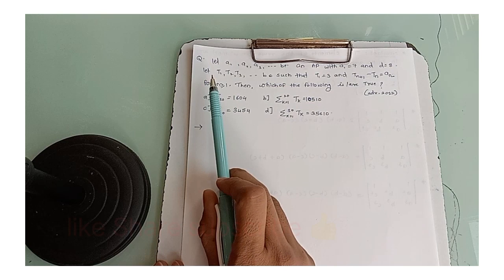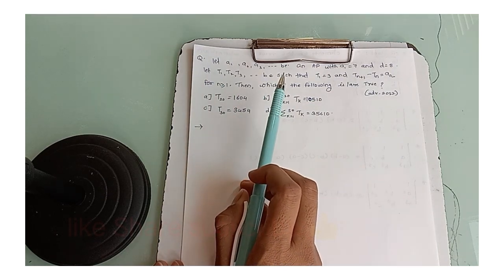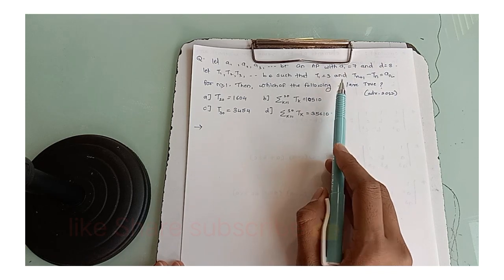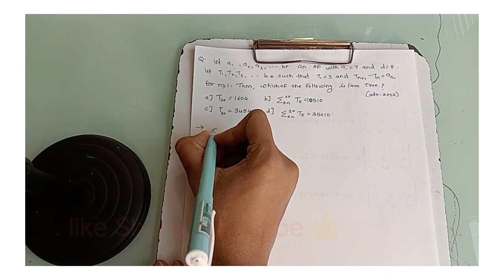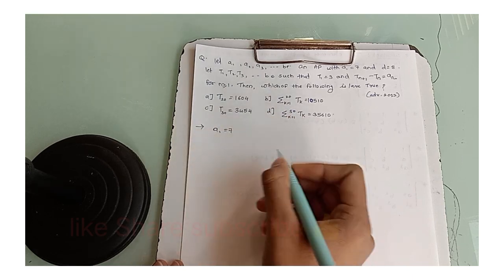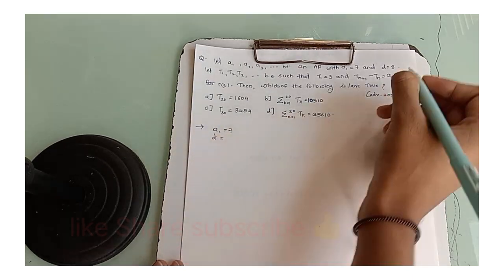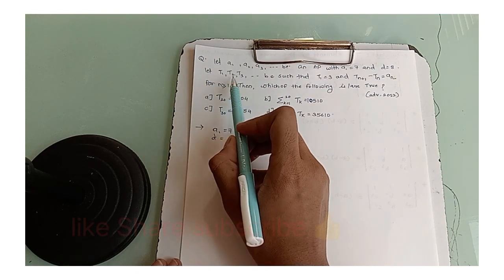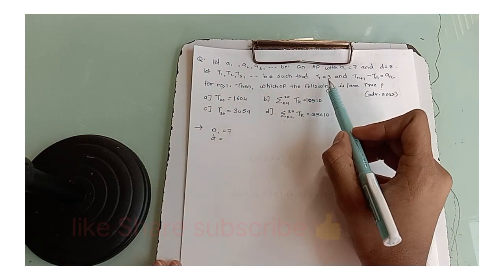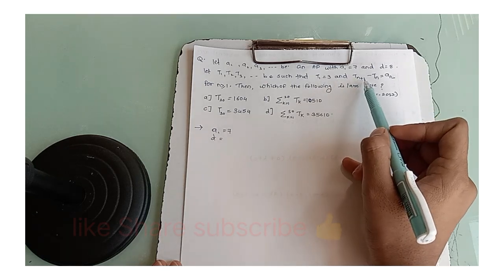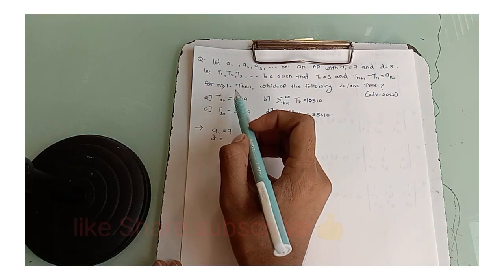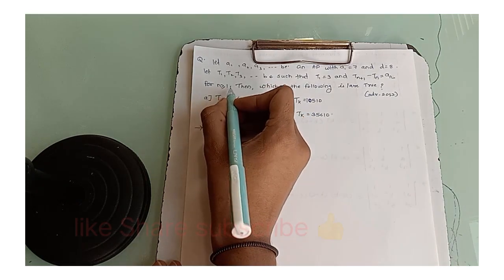The question tells that let A1, A2, A3 be an AP with a1 equal to 7. That is, we have been given that a1, the first term of the AP, is 7 and the common difference of the AP is 8. Then it is given, let t1, t2, t3 be such that t1 is equal to 3 and tn plus 1 minus tn is equal to n for n greater than or equal to 1.